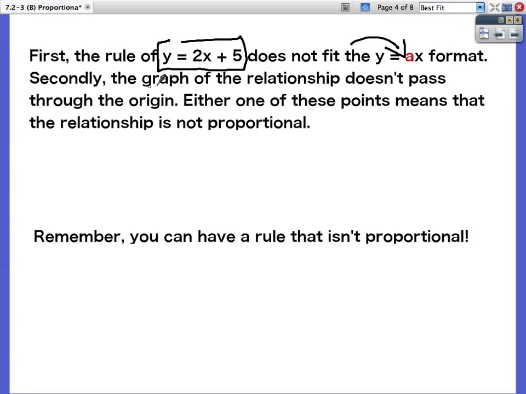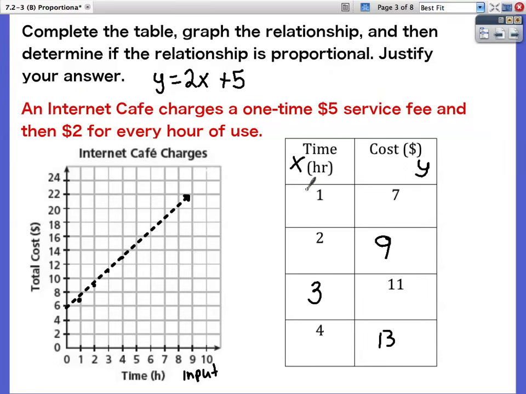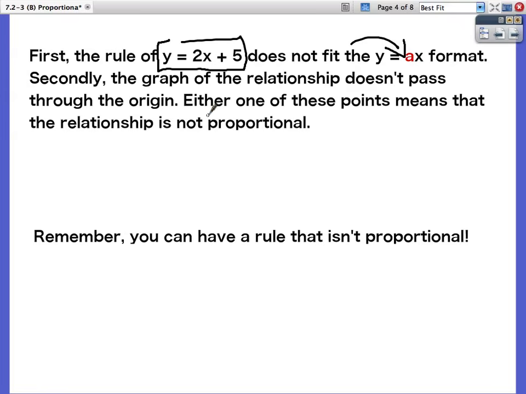And secondly, the graph of the relationship doesn't pass through the origin. When I graph those points of my x's and my y's on an xy graph, it didn't go through 0, 0. It didn't come up like this. It came up above the origin. So it can't be proportional. So either one of those things means it's not. And remember, you can have a rule that isn't proportional. This is a rule right here. It's just not a proportional rule.